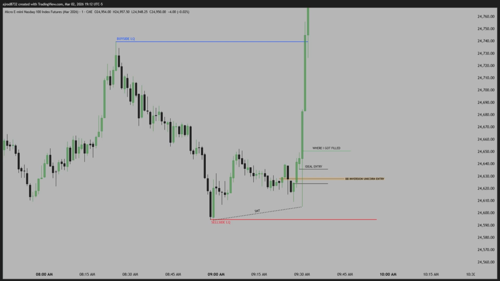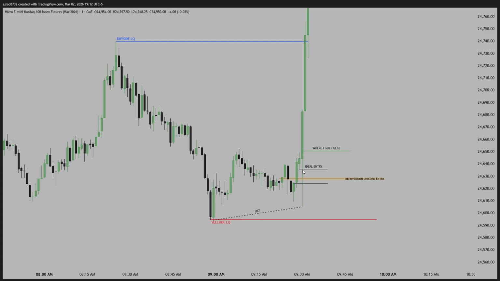I don't mind being in a trade prior to 9:30 and then I get stopped out, but trying to catch a 9:30 candle I think was a mistake. I think I should have just treated today as a no trading day. So I got my entry here. You can see that green line. That's where I got filled.